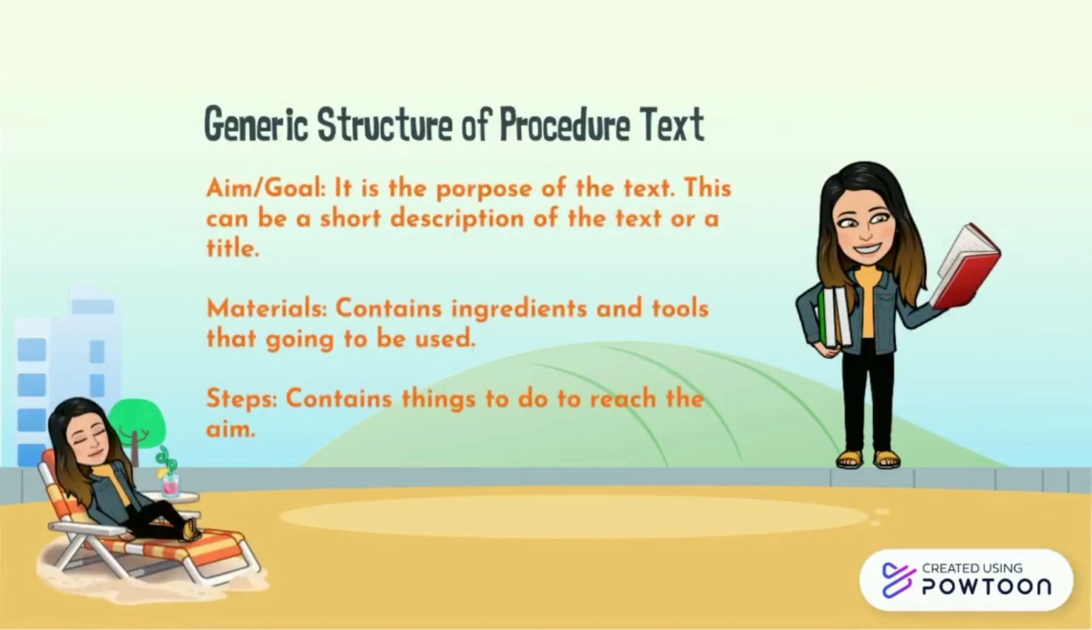It is the purpose of the text. It can be a short description of the text or in the title. Second is the materials, which contain the ingredients and tools that are going to be used. And the last is steps. Steps contain things to do to reach the aim.